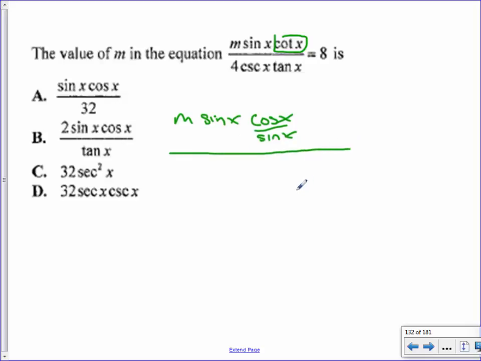Why is that useful? Yeah, you can cancel the sines. Hey, it's a little more power. All right, what's a cosecant equal to? 1 over sine. Yeah, 1 over sine. And then tan is equal to sine over cosine. And the reason why that's useful is, again, the sines cancel.